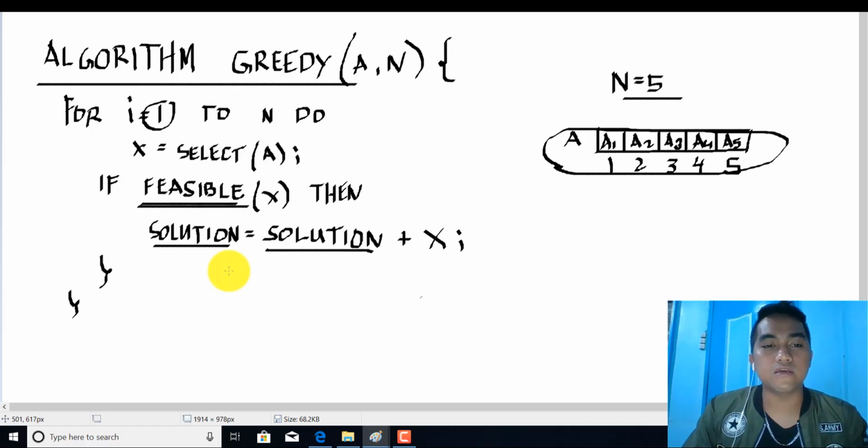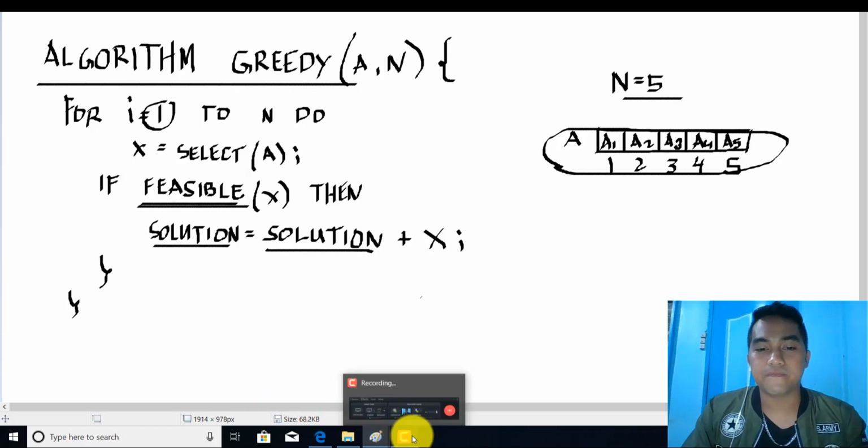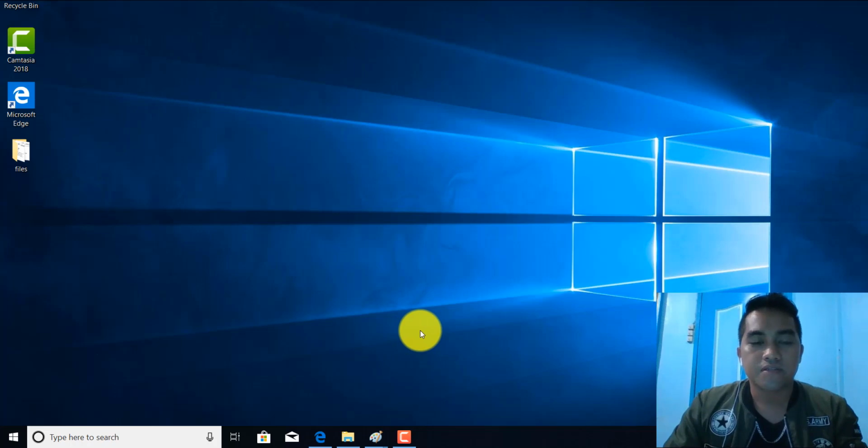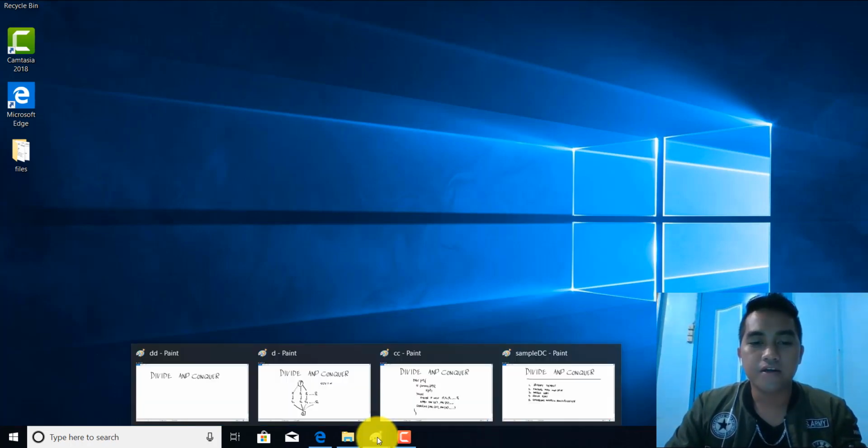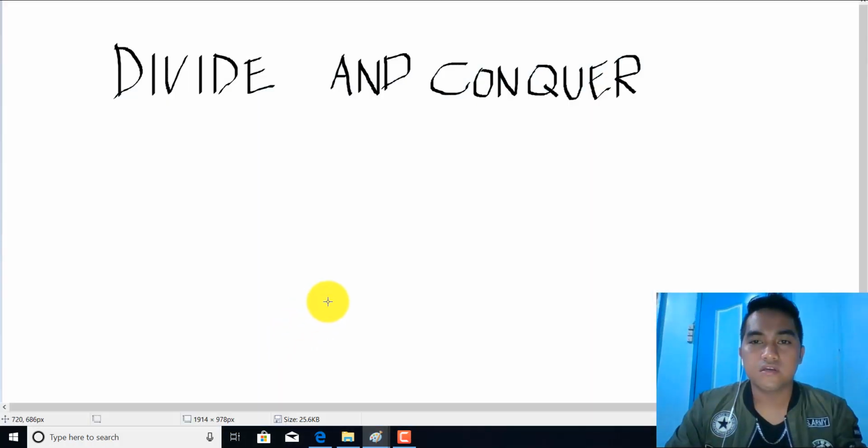The greedy algorithm is used to solve optimization problems. Okay, so that is what the greedy method is. Next up is divide and conquer. So what is this divide and conquer?